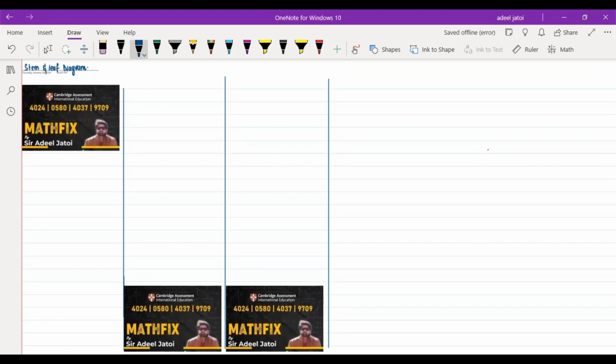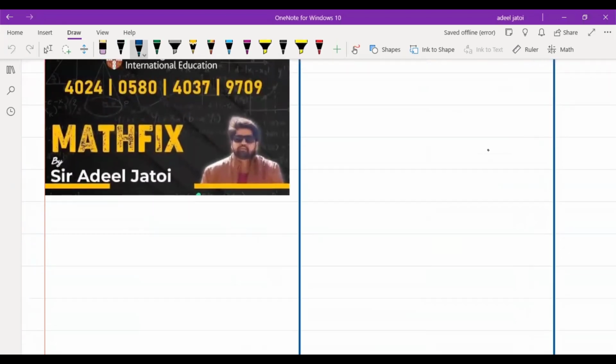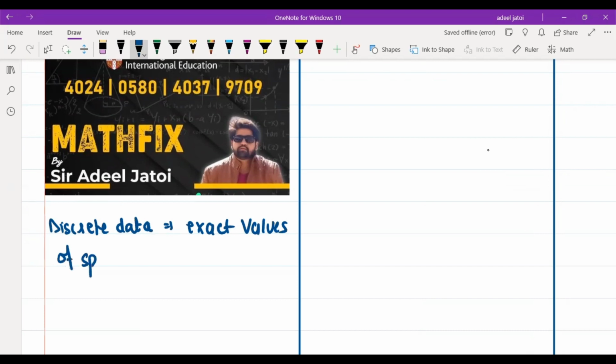Stem and leaf is made for discrete data, which means exact values of spread.